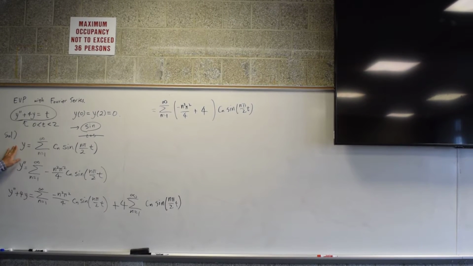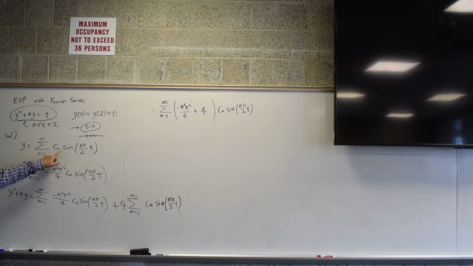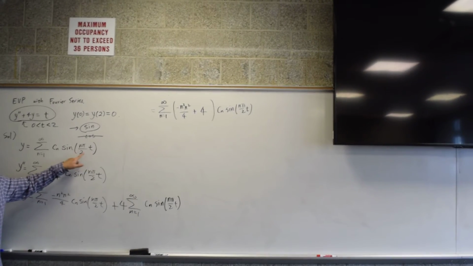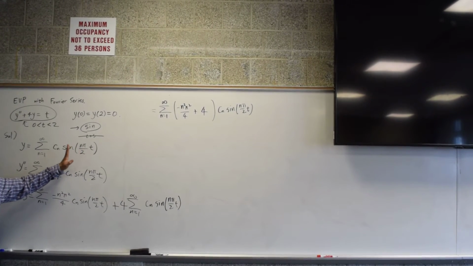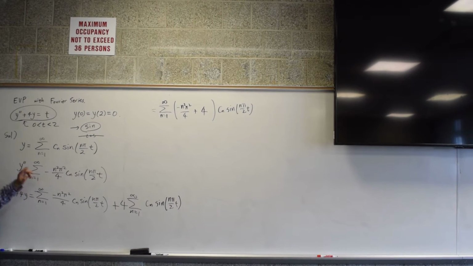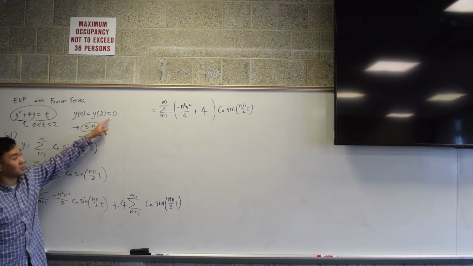Oh, and another thing I want to say is that look at this. What is y of 0? Y evaluated at 0. If you plug in t equal to 0, what do you get? Sine of 0, that's 0. Right? So it satisfies y of 0 equal to 0, right? What do you get if you evaluate this at 2? If you plug in t equals 2, what do you get? Sine of n pi. What's that? 0. So it satisfies this other one too.